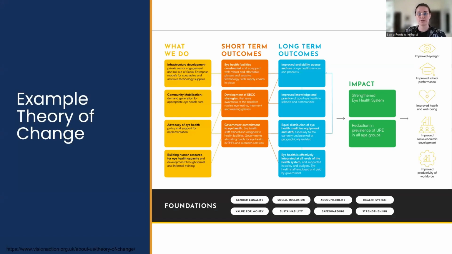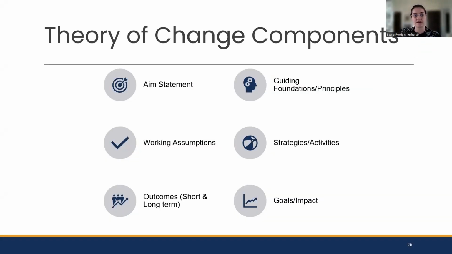Next up are working assumptions. Working assumptions can be the conditions that you're expecting for your theory of change to hold. For example, if you were to build out a theory of change for a policy-related initiative, you might make the assumption that elections are going to happen during the time that they always happen. That's an assumption that is going to impact your theory of change and whether what you are proposing is going to occur.